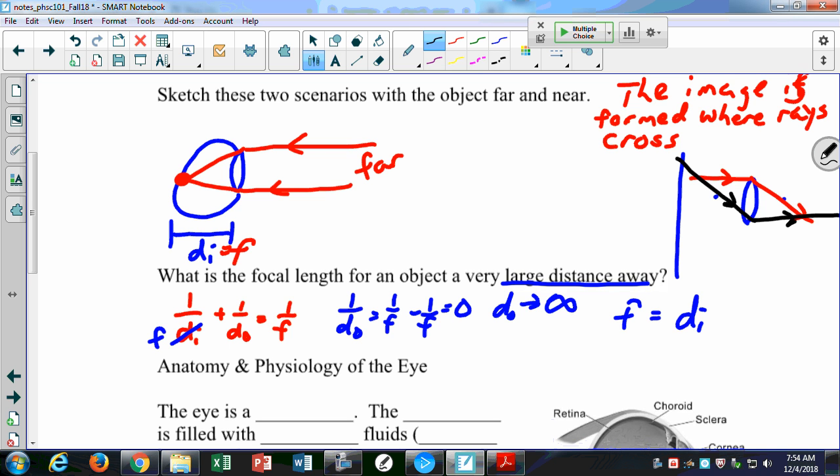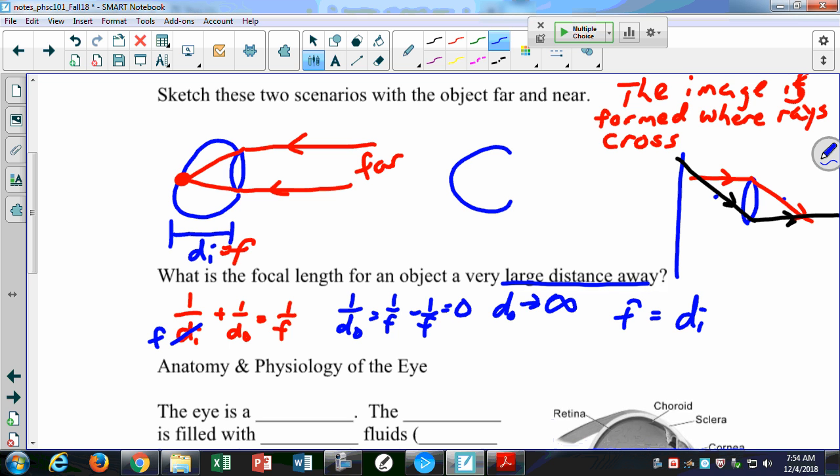And the way that I draw the rays to figure out where the image is, which is where the 2 rays cross, is I let the rays go parallel and then through the focal point. And then I can also draw a ray that's through the focal point and then parallel to the axis. All right? So if I have an image that is closer, let's redraw this eye.